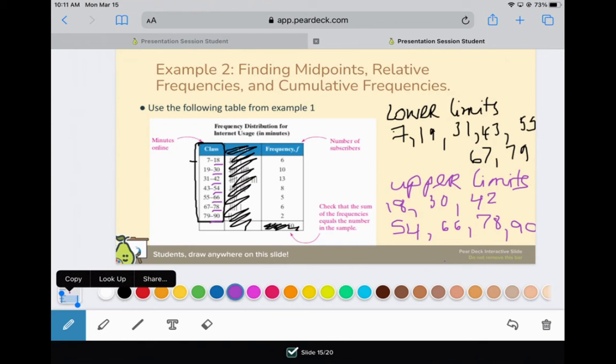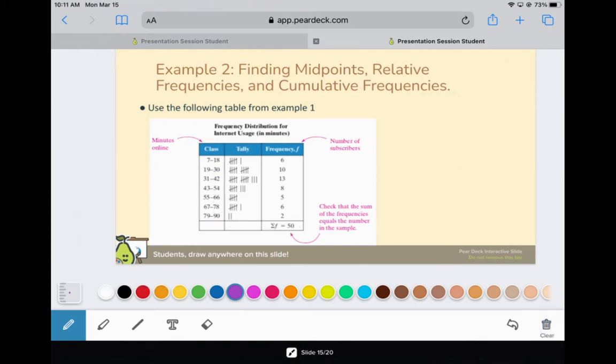Okay, all right. So the next one we're going to look at is the class width. So what I'm going to do right now is clear these numbers because I need that space. I'm going to clear it. Okay, so we're going to look for class width.